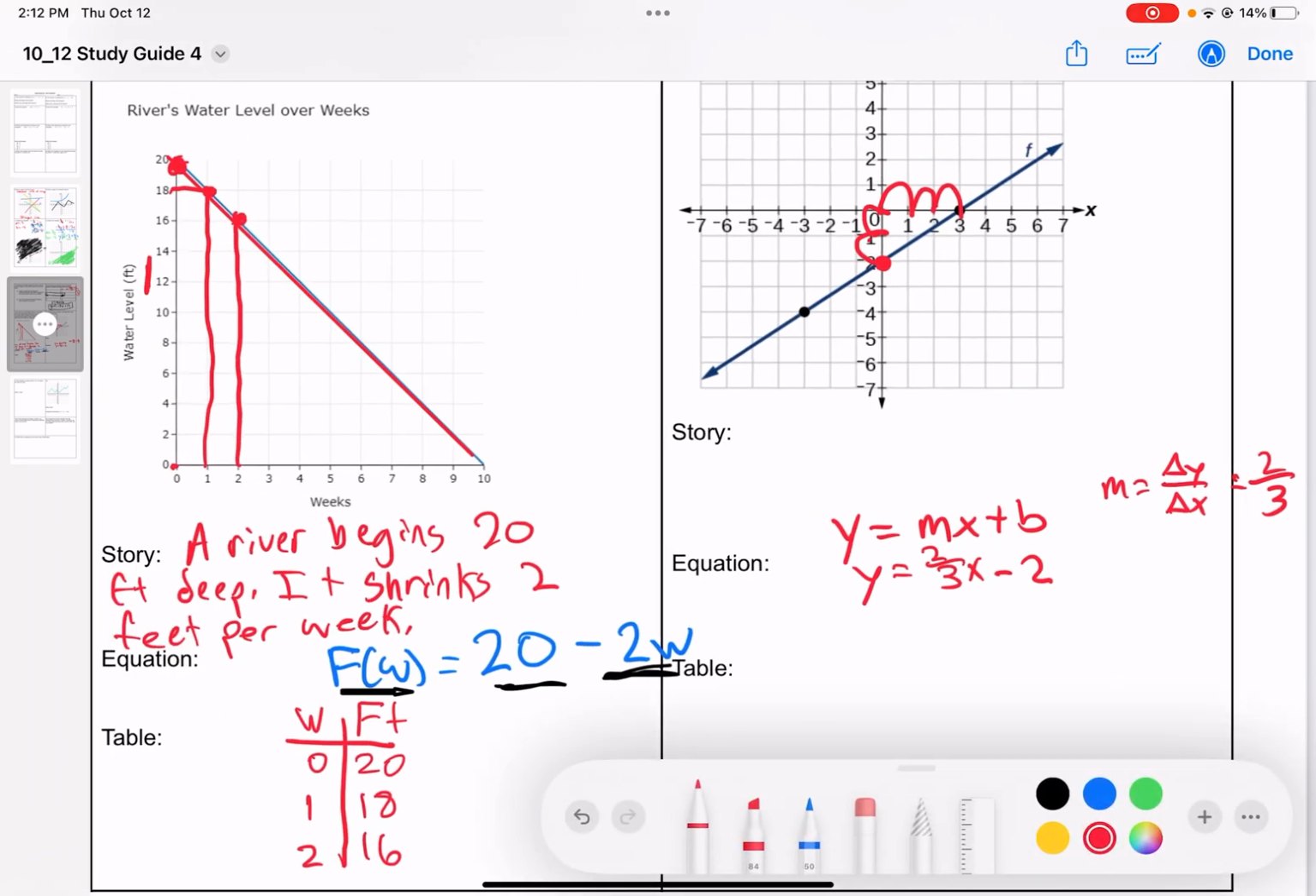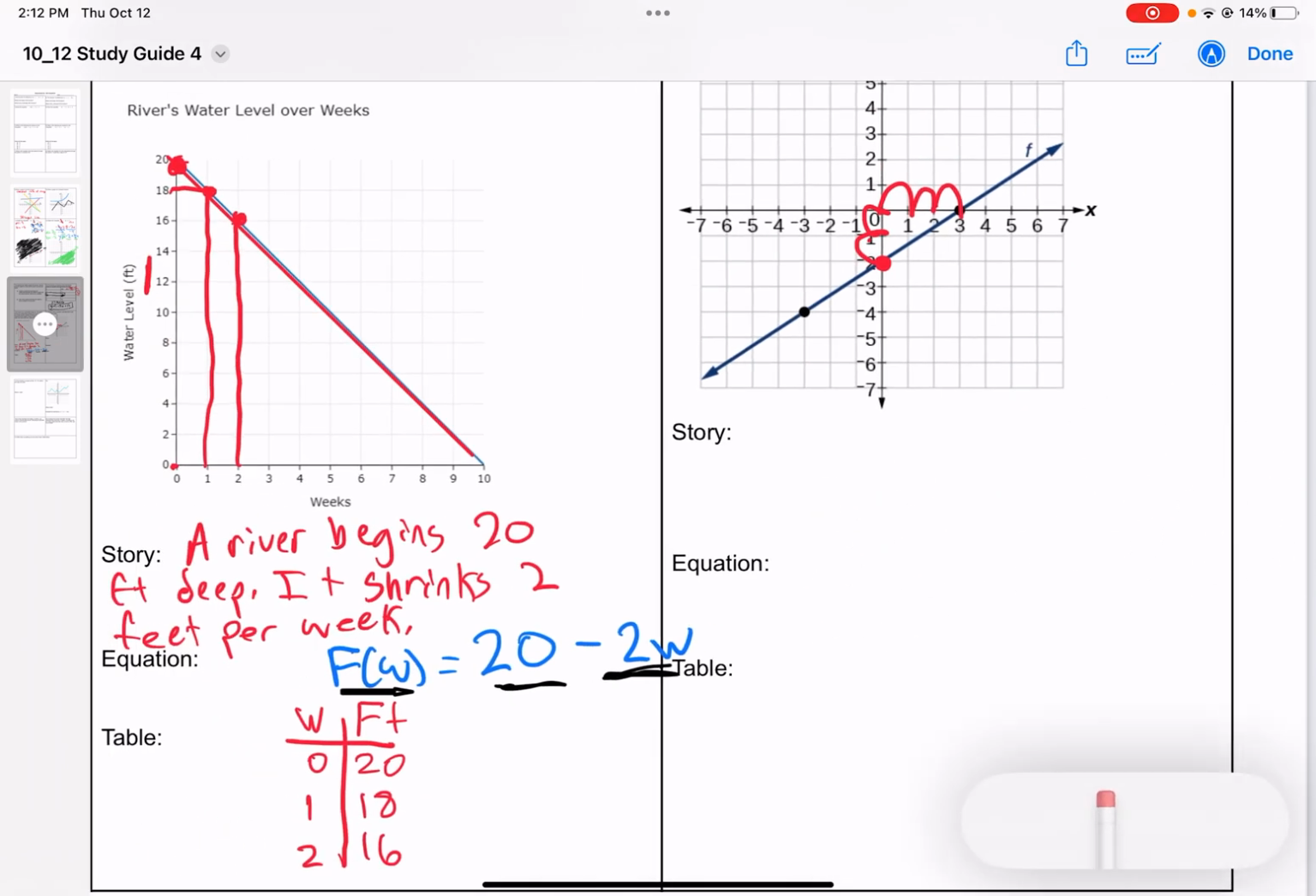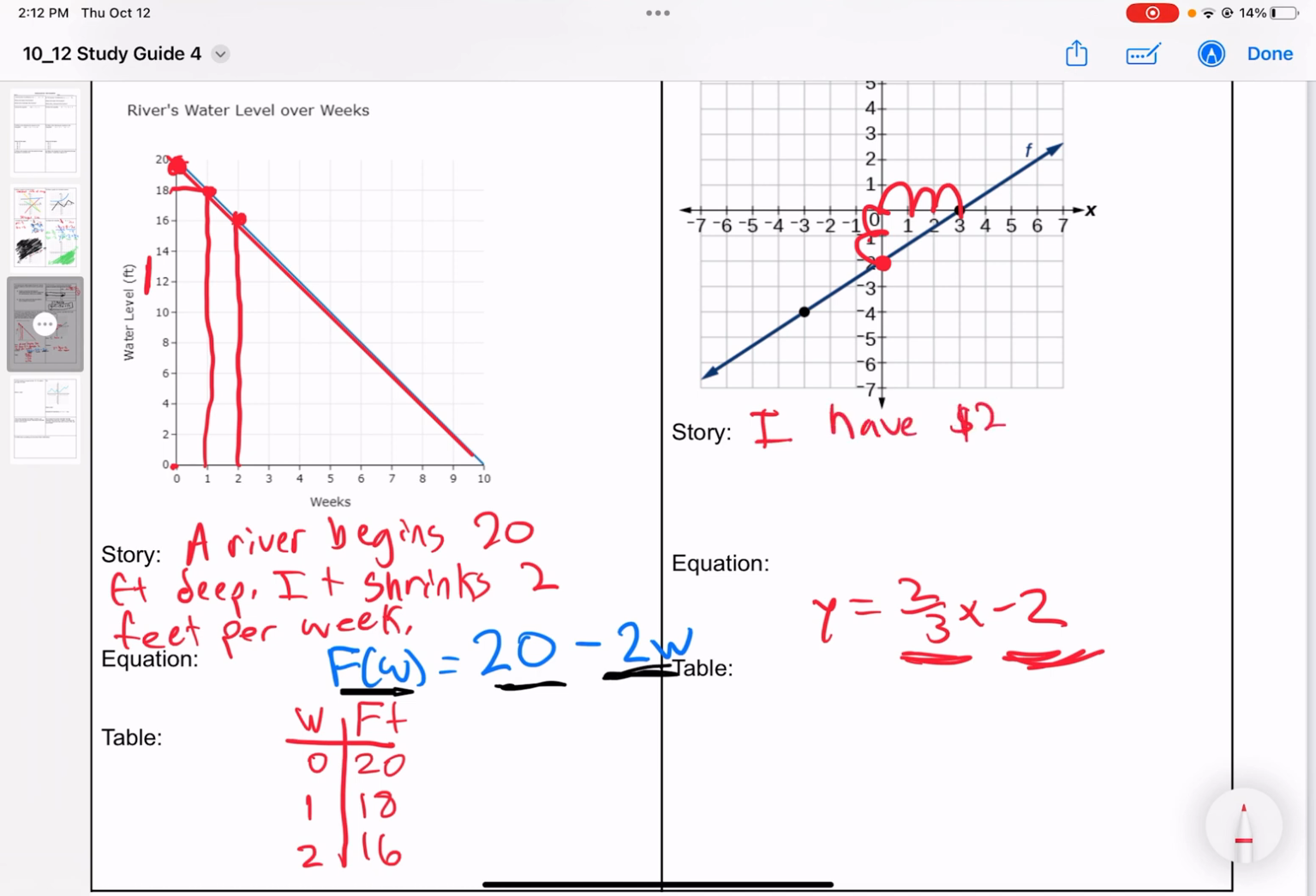So I'm going to erase that real quick, just to give myself some more space. y equals 2/3 x minus 2. And now I'm going to write a story. The story should begin at -2, and it should be changing by 2/3. So I could say, I have $2 in debt because it's starting at -2. I could say I gain 2/3 of a dollar, or $2, every 3 days. All right.